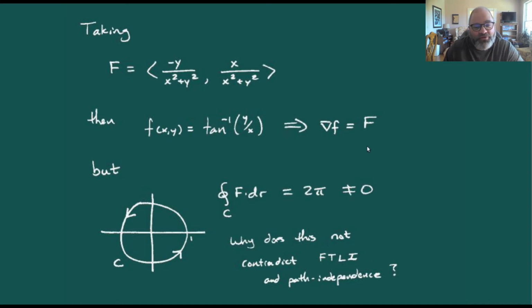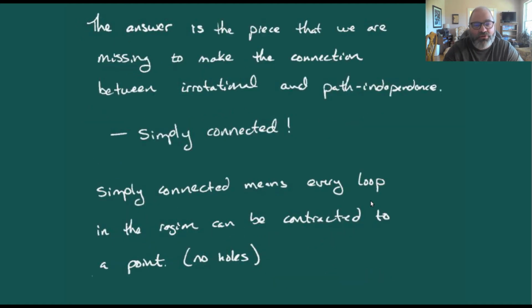But the fundamental theorem of line integrals said that if this was just the gradient of some potential function, that ought to be 0 because of path independence. So what exactly is going on here? Well, the answer is the piece we're really missing in order to make the connection between irrotational vector fields and path independence. And that last simple piece is this concept of being simply connected.